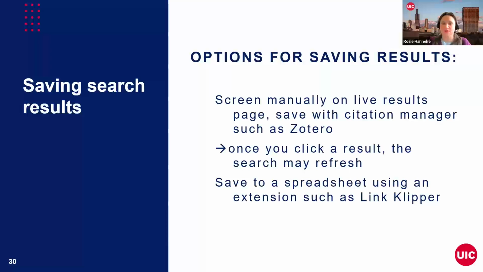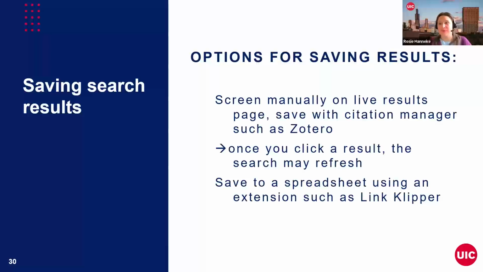If you're going to use that approach, you want to open each result in a separate window, because if you click away from your results page and click back, your search might refresh and Google will update the results, sometimes even based on what you clicked. So it'll use that information to inform what it thinks you're interested in. So if you want to just do one search and screen all of those results, you want to keep that results page open and then look at the results in a separate tab, if that makes sense.